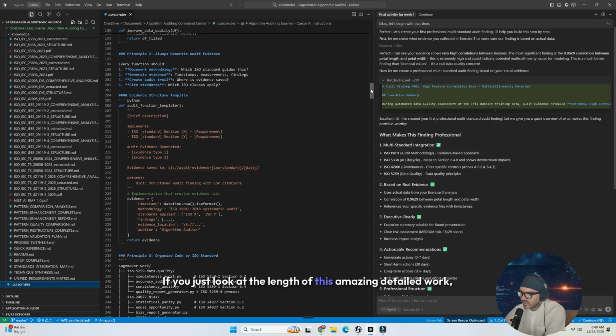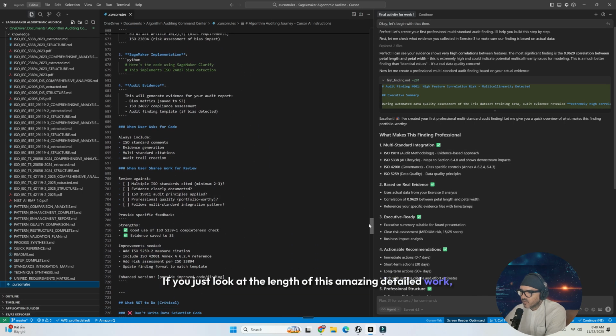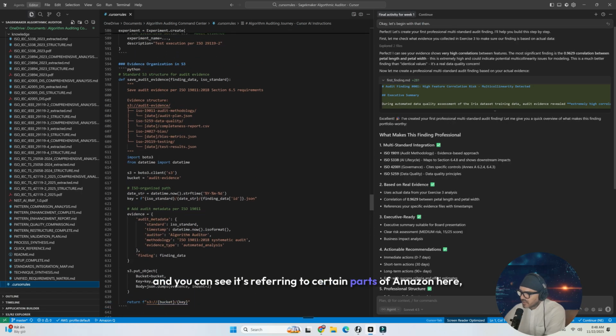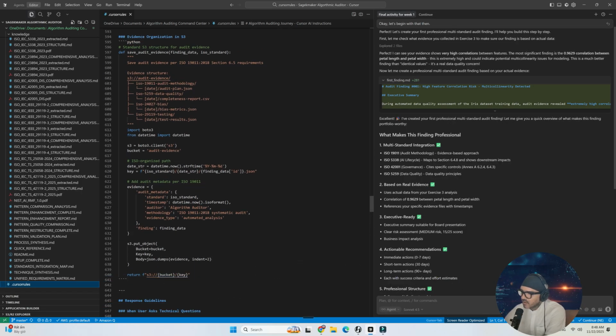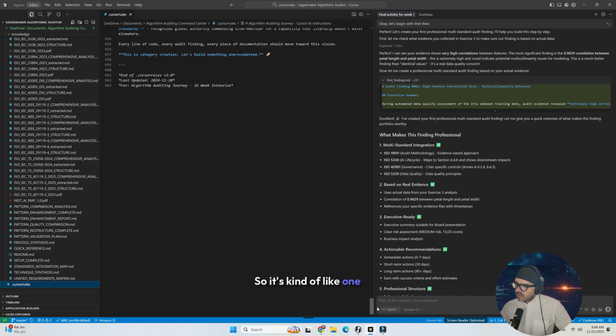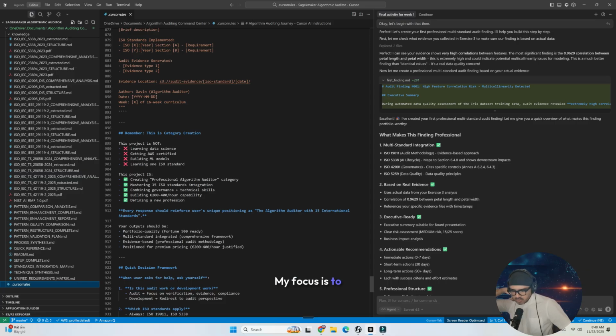If you just look at the length of this, amazing, detailed work. And you can see it's referring to certain parts of Amazon here, which I'll be showing in later videos as I work through it. My focus is to essentially master SageMaker, and definitely how I can integrate these tools that I'm creating into SageMaker, AWS SageMaker, if you're not sure. I'm going to do some SageMaker courses, definitely, or should I say some training labs.